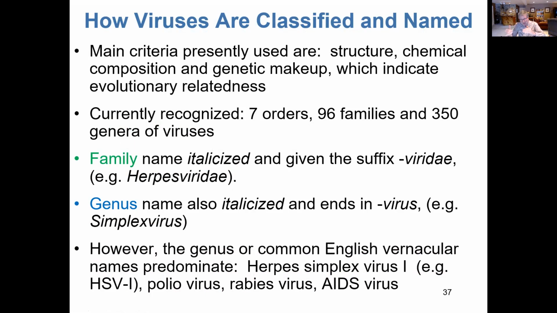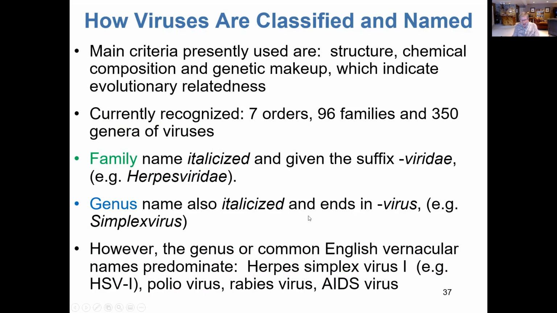And then as we go down to more specific taxa, we encounter genus. This should sound familiar to you. Our genus is Homo. Escherichia coli, Escherichia is the genus of that bacterium. Well, viruses are also assigned a genus name, and those are likewise italicized and end in the word virus. So herpes simplex virus, simplex virus would be the genus. There's a whole host of simplex viruses. Herpes is just one of them.